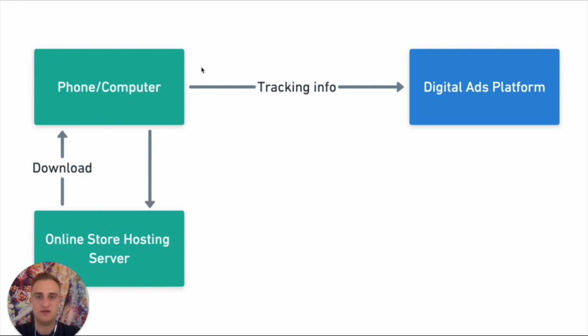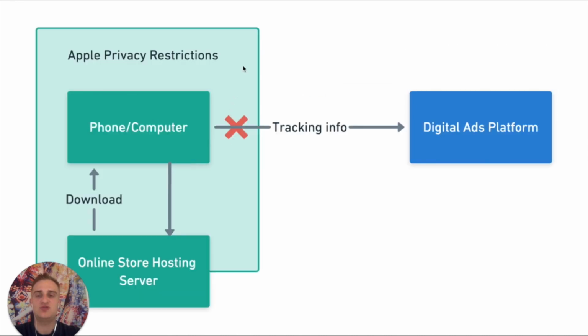This is how it used to work, right? Everyone was doing it that way. But what did Apple do next? Apple introduced the privacy restrictions, which now identify all the internet requests your phone or Apple Mac is making, and they limit the requests your phone is capable of making to only those which are just about your online store.